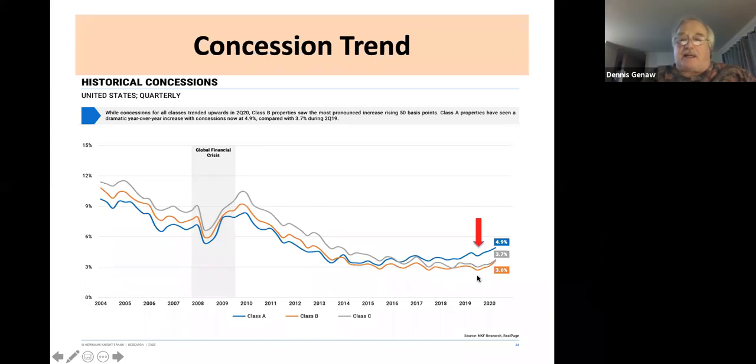But we're starting to see an uptick. And it started even before the pandemic hit, if you notice here. It leveled out and it started to increase in 2019. Then once we got into 2020, you really started seeing concessions go up. And I talked about some of those.